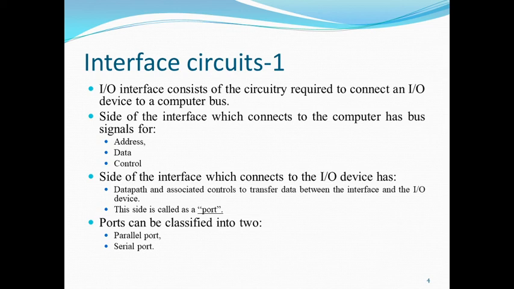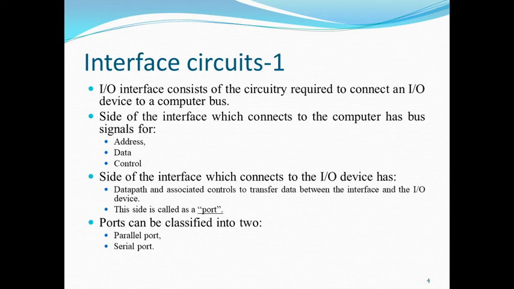Interface circuit is again an important concept here, right? As we know, an I/O interface consists of a circuitry which is required to connect an I/O device to a computer bus. On one side of the interface, we have the bus signals for address, data and control that we have already studied, that is address bus, data bus and control bus, right? On the other side, we have the data path with its associated controls to transfer the data between the interface and the I/O device. This side is known as a port.